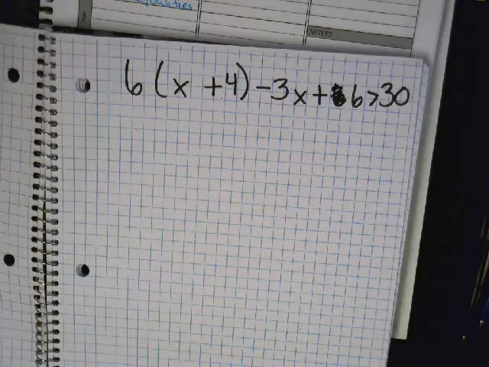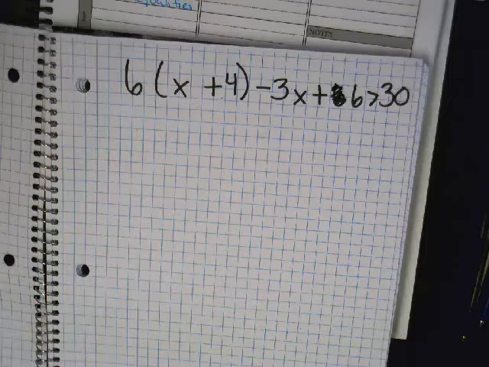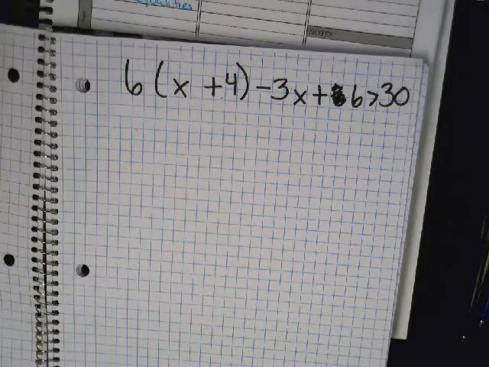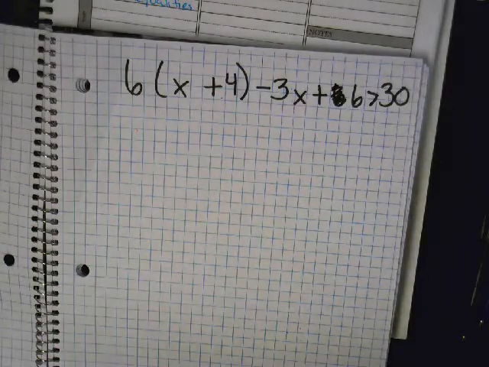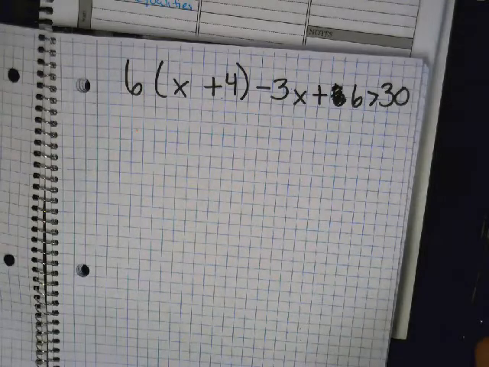I got x is greater than 0. Wait, did I get it wrong? I did 24 and 6. I got x is greater than 0. I got that too. I guess we're correct. What did you get? X is greater than 0. Is it x greater than 0? Yeah, we got 0. Really? How did you get 0? Okay, let's do it.